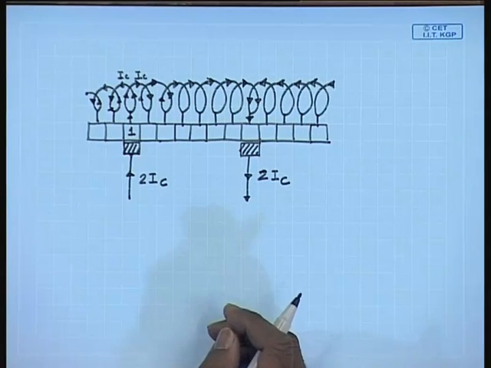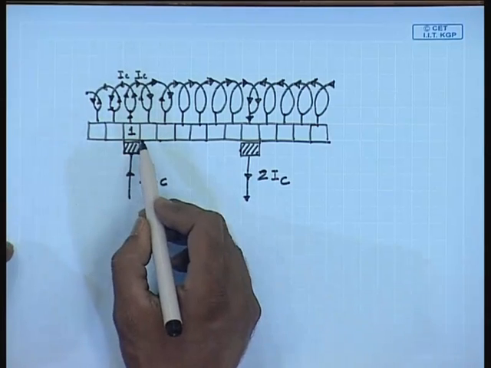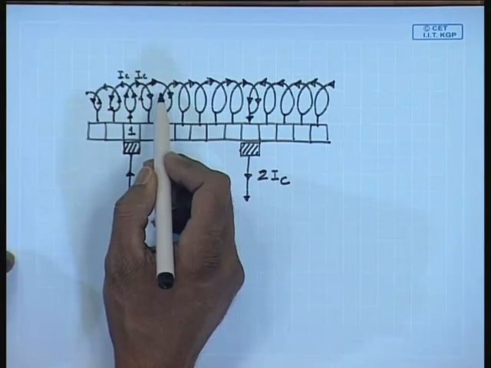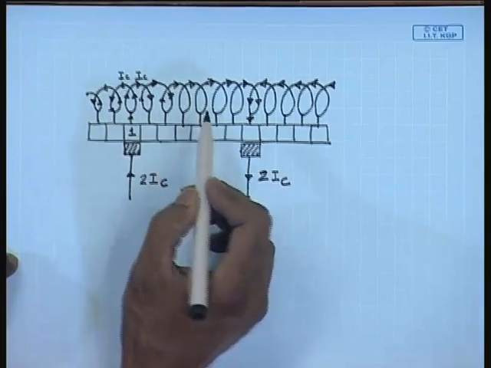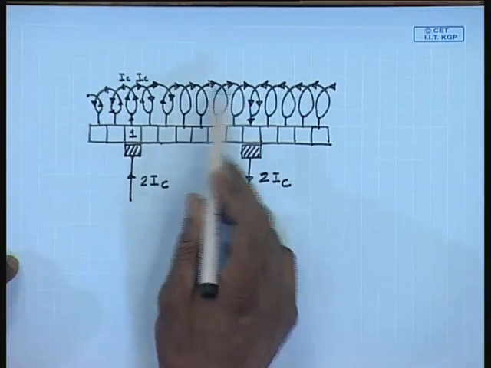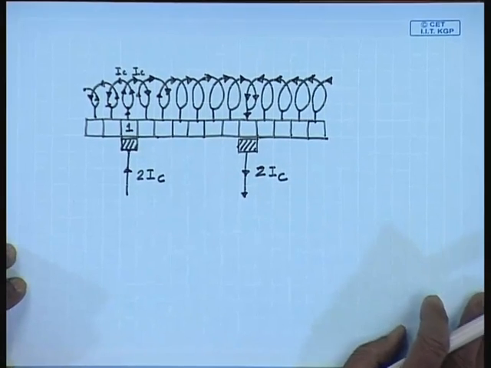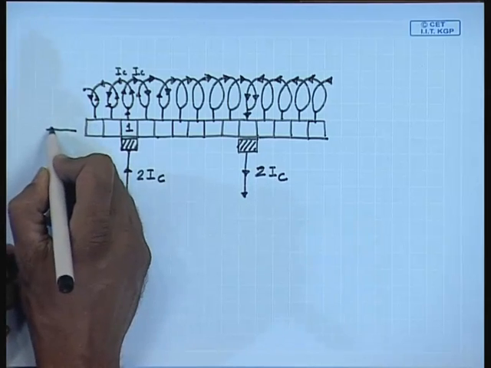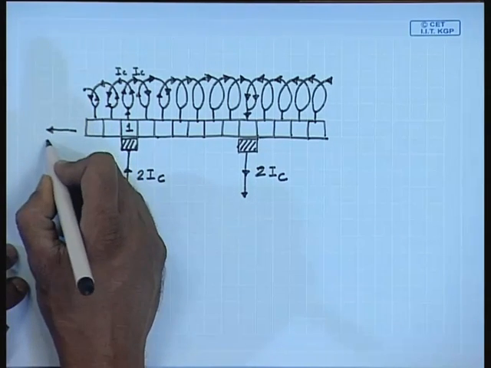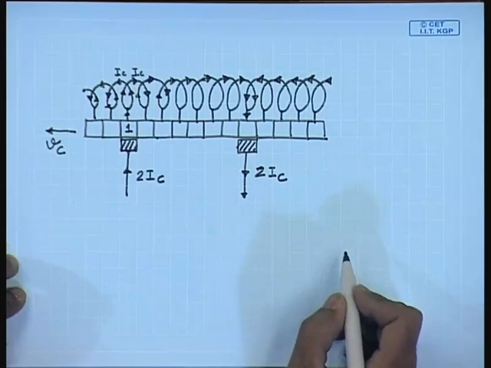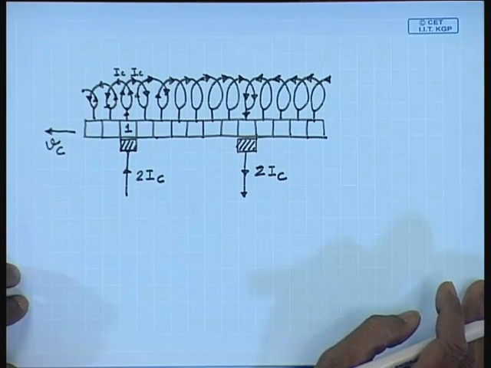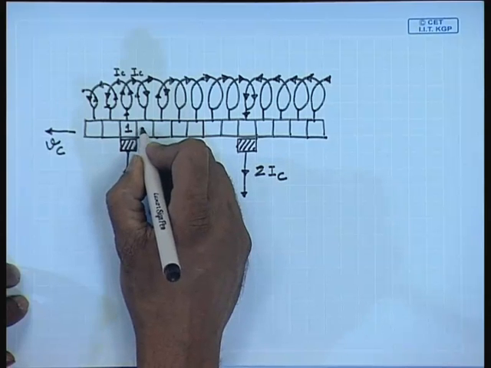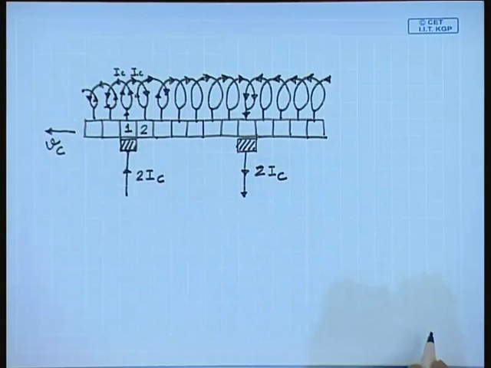It is to be seen that at the position of the brush, the direction of circulation of the current in the coils reverses, and between two brushes the coil currents circulate in the same direction. Now let us say this commutator segment is moving with a velocity of Vc in this direction. So let us look at what happens when the commutation takes place from commutator number 1 to commutator number 2.